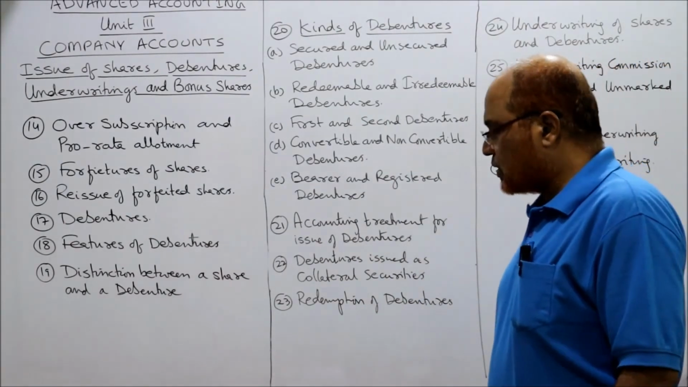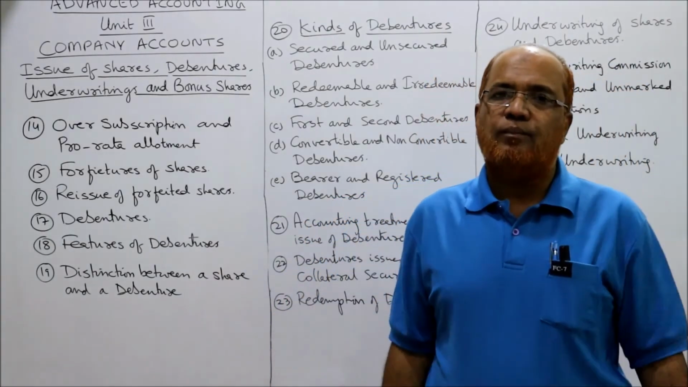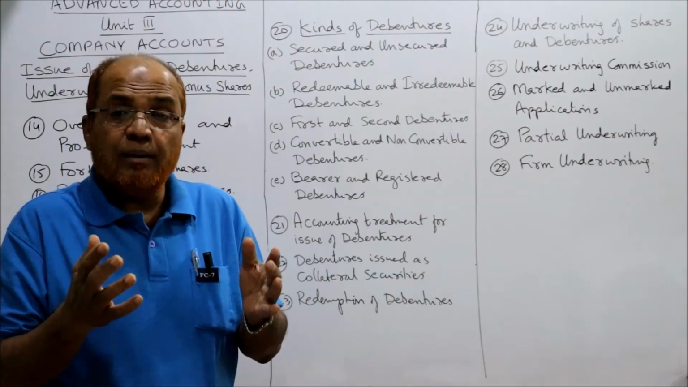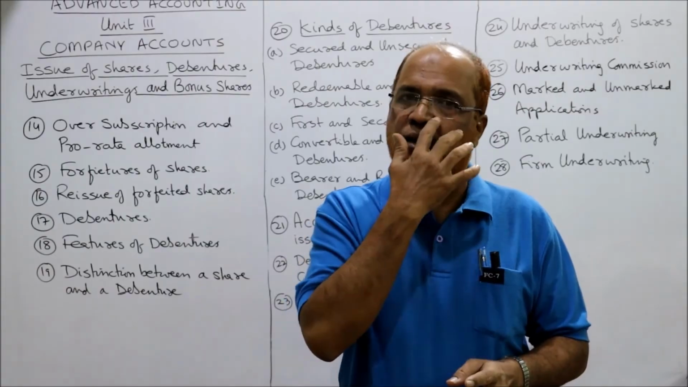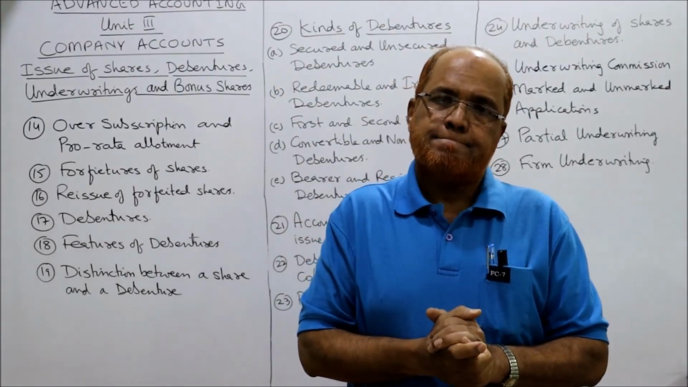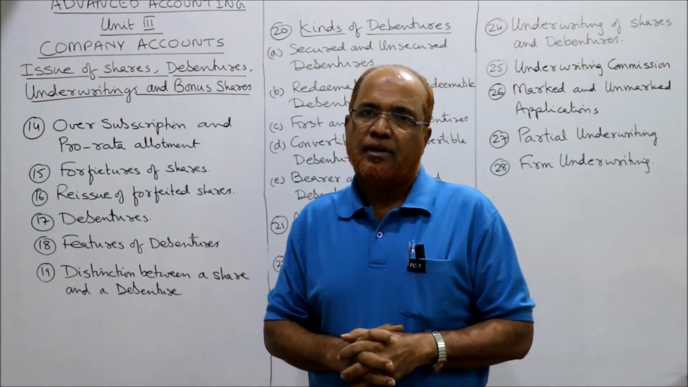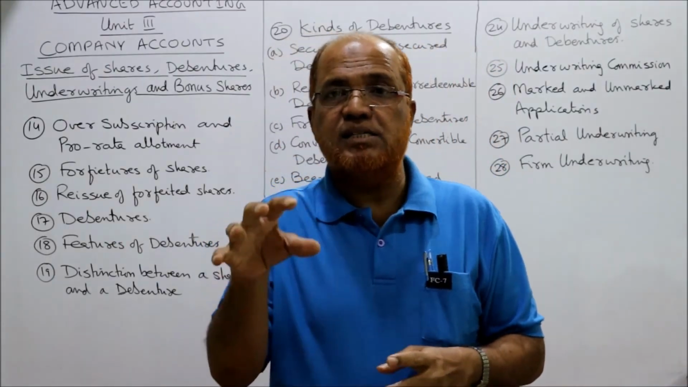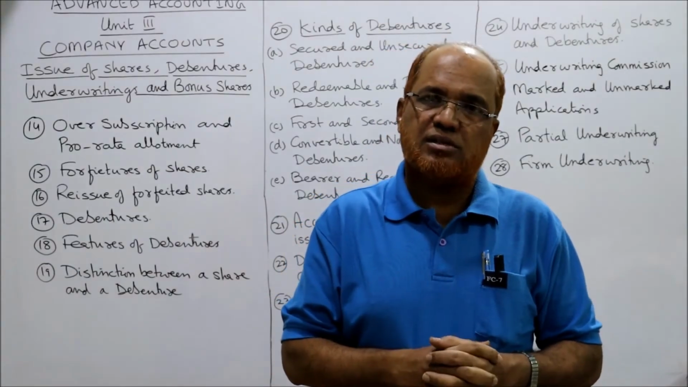Now, debentures issued as collateral security. When a company takes a loan from a bank, apart from the normal security, the company may issue collateral security, or secondary security, or contingent security. This collateral security is only a conditional security. For example, a company wants to take a loan of rupees 10 lakh from the bank. Already normal security is provided. Apart from that, the banker is insisting on some extra security also. This extra security will be in the form of debentures.